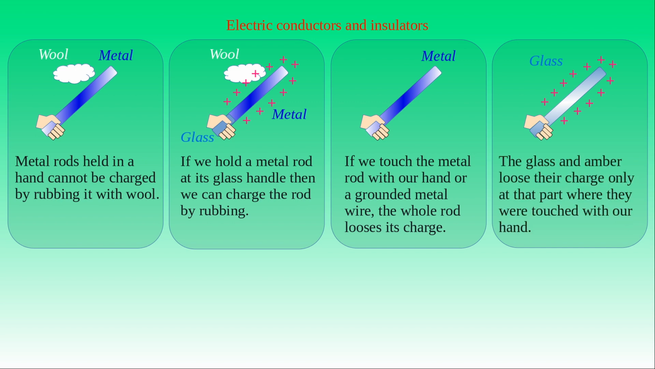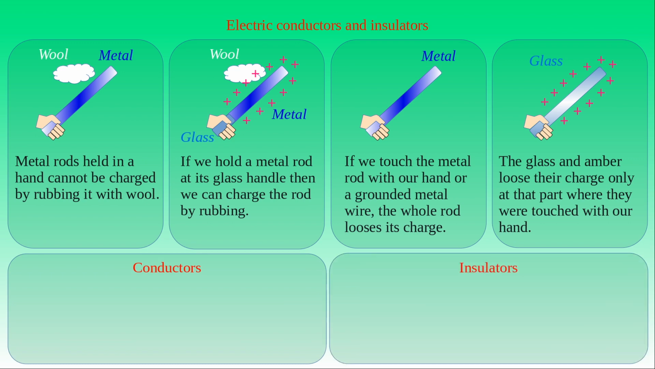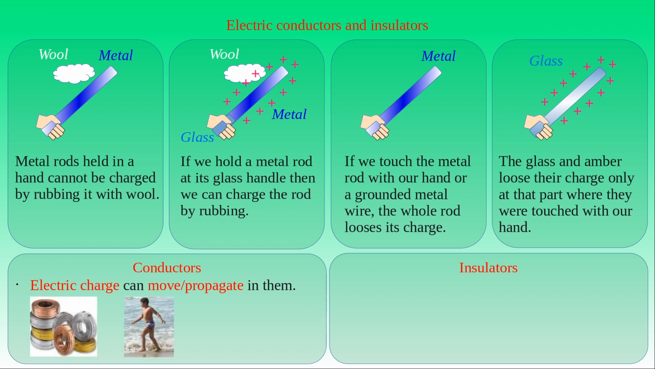Based on such a behavior of the different materials, we can divide them into two classes. The first one is the class of conductors, and the second one is the class of insulators. In conductors, electric charge can move and propagate fast. Typical examples for conductors are metals, the human body itself, or simply the ground. Therefore, we can use metal wires to transfer electric charges from a charged body to the ground.